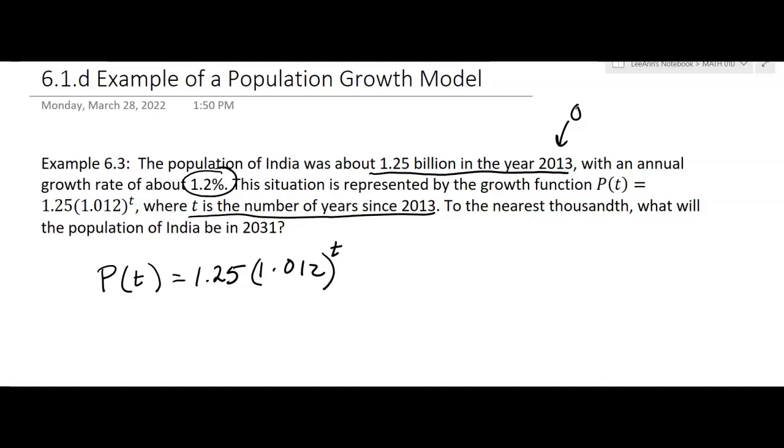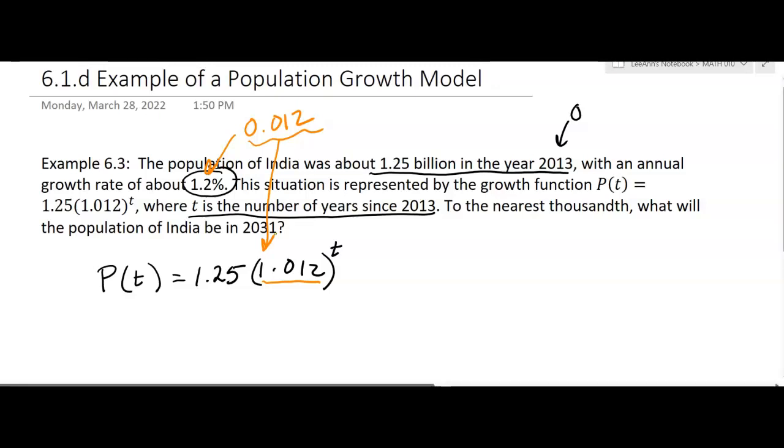Now, you might have some questions about where the 1.012 is coming from. This 1.2% as a number is 0.012, if you're changing it from a percent. Now remember, this just represents the growth. You have to have the 1 to keep it at the same population. Like if the population wasn't growing or decreasing, you would have a 1 there. It would just be staying the same population.